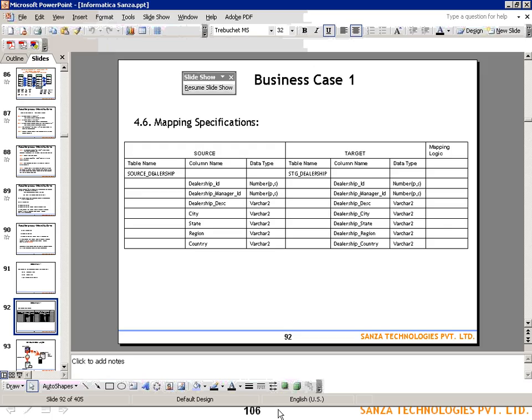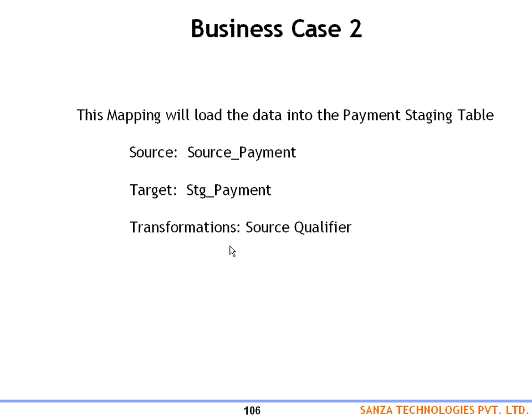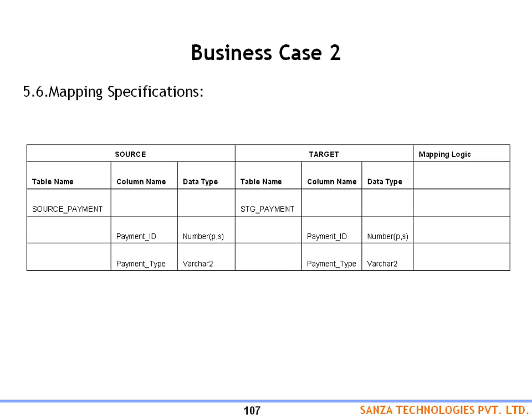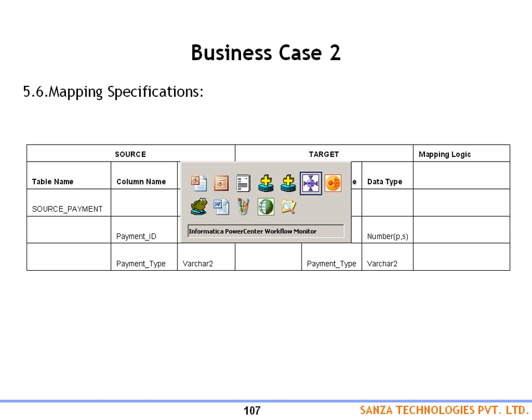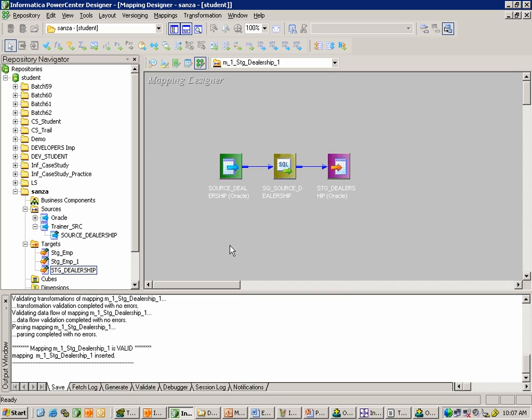Now we will do the second mapping for this chapter 3. This is also straightforward. This mapping will load the data into the payment staging table, source payment to STG payment. As per my requirement, you need to extract the data and load it. Straightforward, no transformation work. But as per our Informatica process, first we need to define the structure.